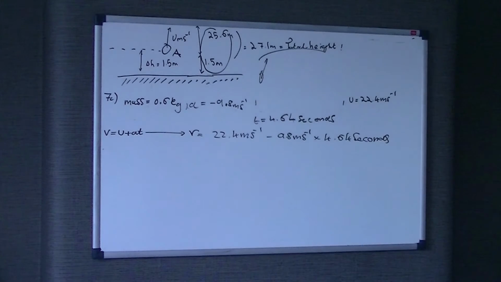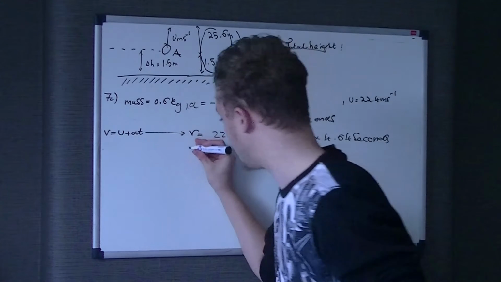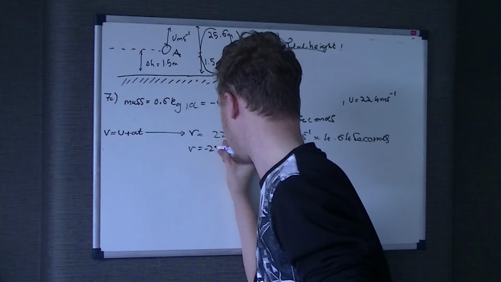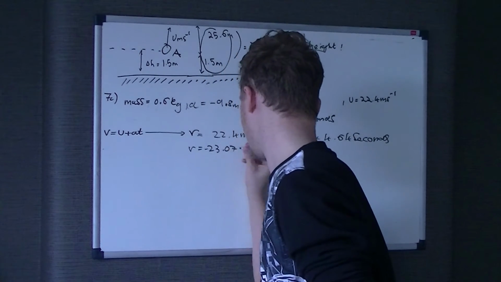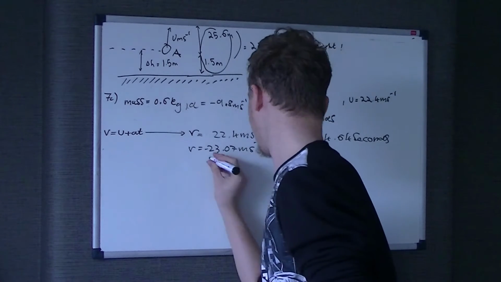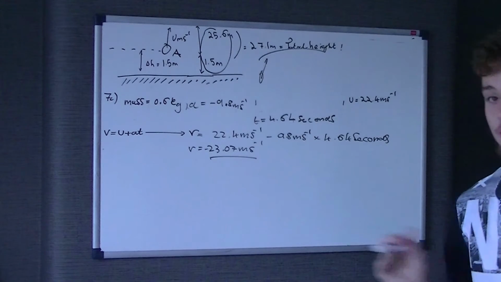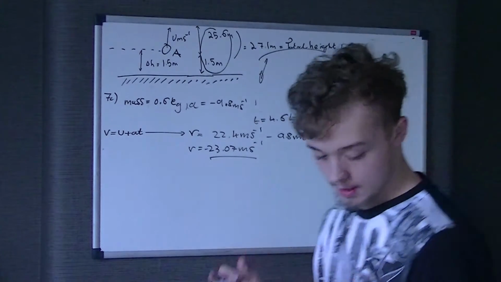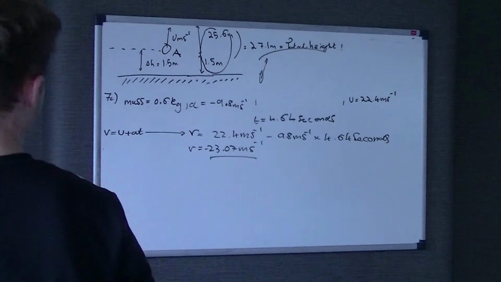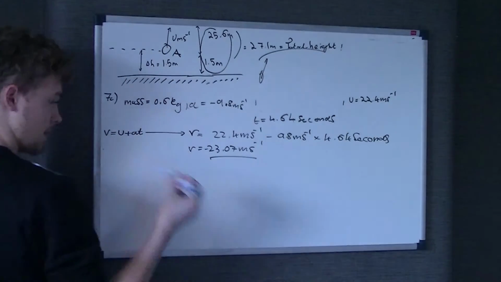So that gives us a value for v, if you put it in your calculator, of v being equal to negative 23.07 meters per second. So that's your speed just before it hits the ground. You don't really need to bother thinking about the minus sign, but it's just how we work it out. So that is equal to v.